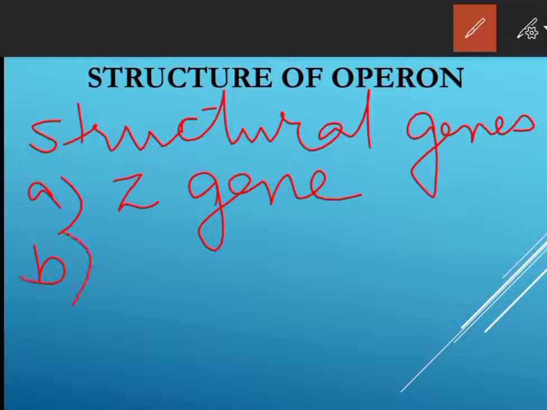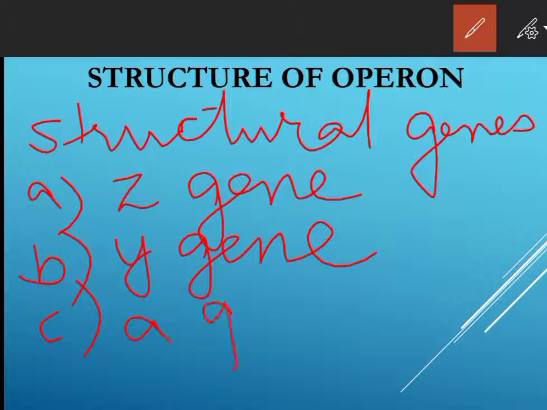The second structural gene is the Y gene. Y gene codes for permease that increases the permeability of the cell to beta galactosides. And the third one is A gene. A gene codes for a transacetylase.